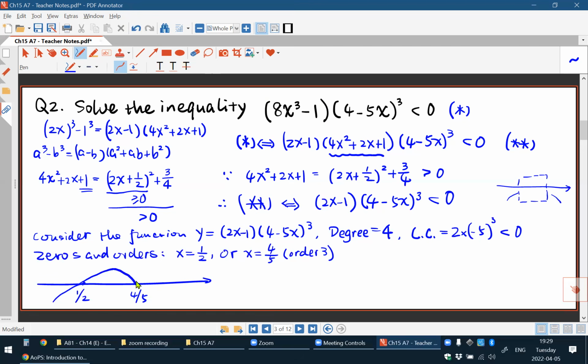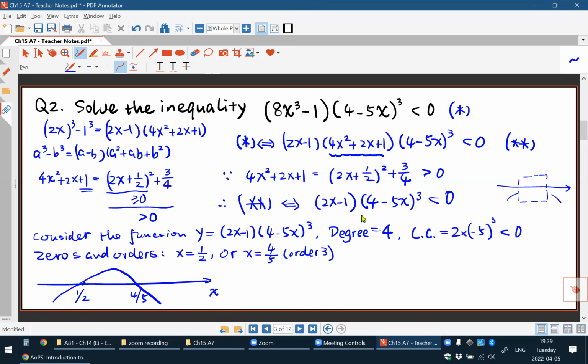Go all the way to the next 0. Next 0 also has order 3. 3 is an odd number, therefore it will cross this point again, right? So basically, this is a sketch of the graph of the function.